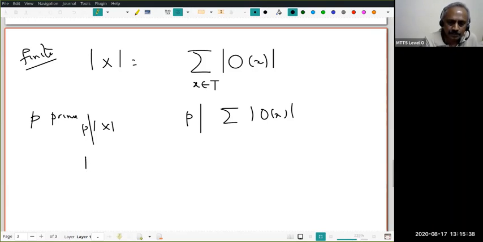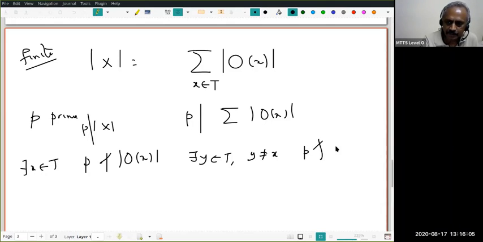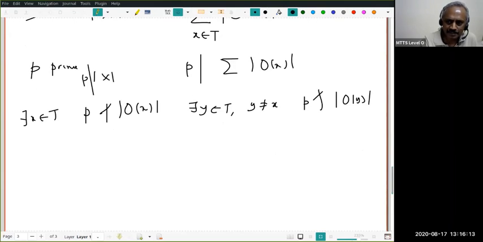But suppose P does not divide O of X for some X. Suppose this happens. What can you conclude? But remember, P divides the left side, and P does not divide one of the terms on the right side. So what can you conclude? Yes, there exists a y in T, y not equal to X, so that P does not divide O. Is that clear? Yeah, it looks very silly, right?